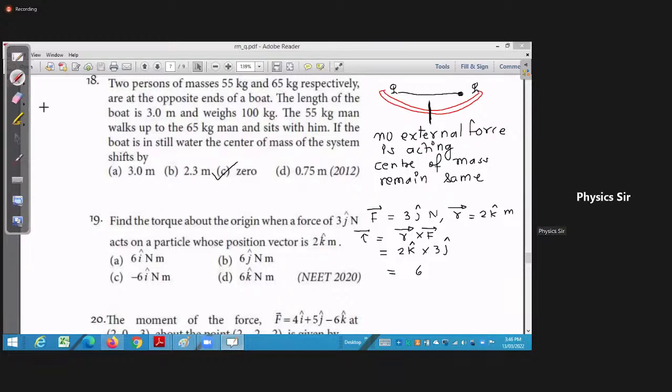So students, this rule says that I cross J is K, J cross K is I, and K cross J is minus I. So this will be minus 6I cap Newton meter.